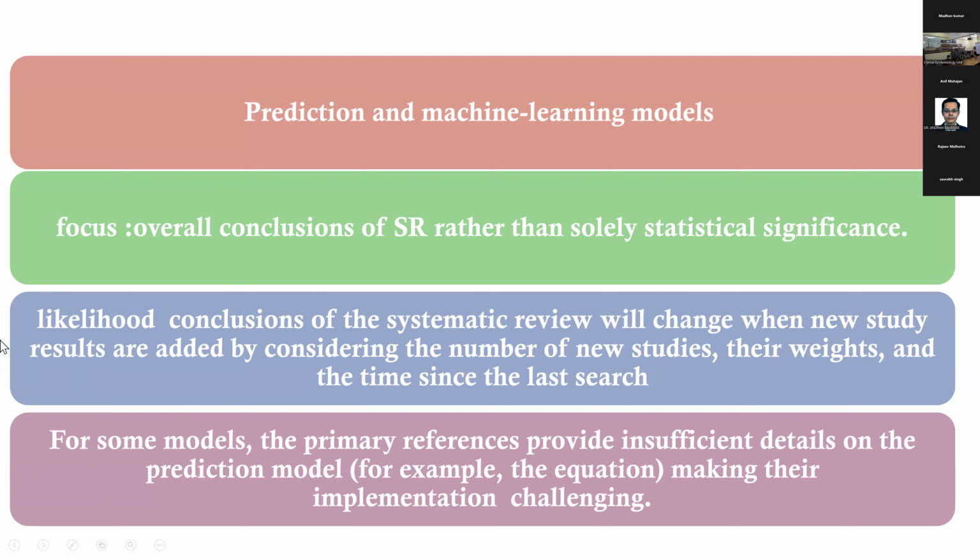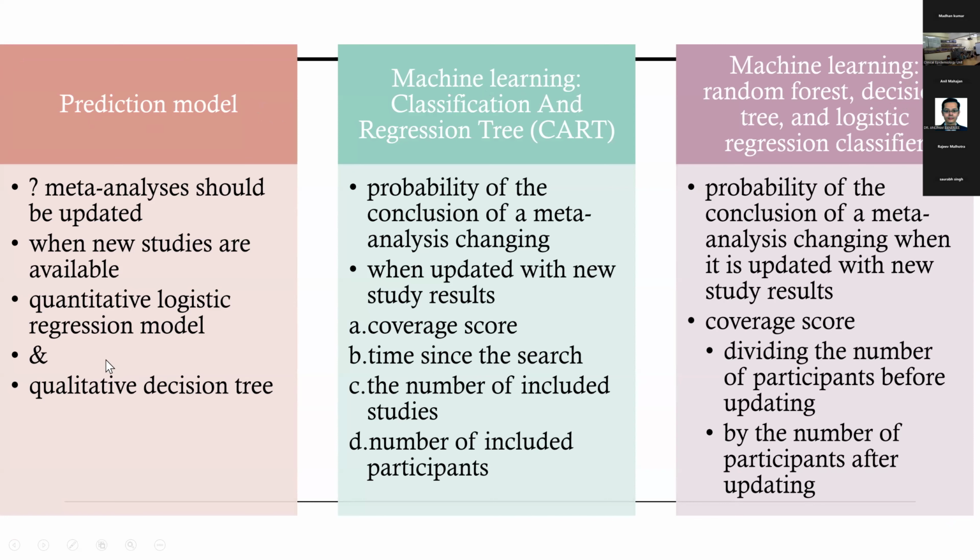You can't ask ChatGPT, how did you come up with the suggestion that I must do one more search? It will just tell you to do or not do. So that methodology understanding is a little bit of a black box, meaning I don't understand how the machine learning came up with that. So there are 3 types of machine learning. One is called prediction model, another is the CART, and the third is machine learning, which is random forest, decision tree and regression classifier. Now they are all telling you the same thing, whether the meta-analysis should be updated.